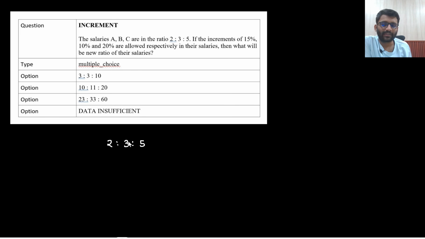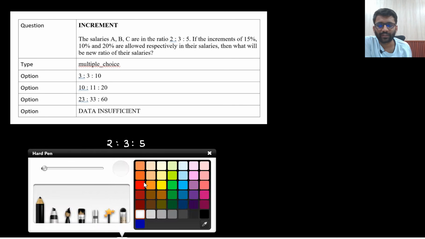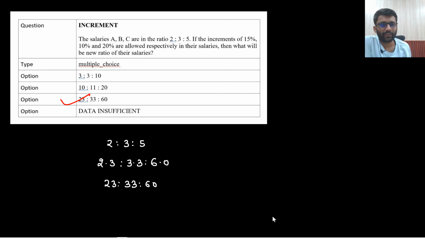15% increment, that means his salary would have increased by 0.3 rupees. 15% of 2 will be 0.3. 10%, his salary would have increased by 0.3 rupees. And 20%, that means his salary would have increased by 1 rupee. 6.0 even. So what will be the new ratio? 23:33:60. Very straightforward problem. Very, very easy.